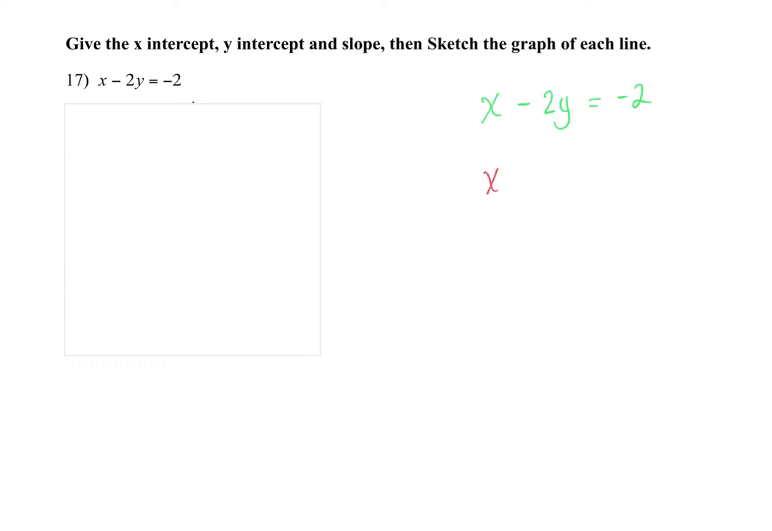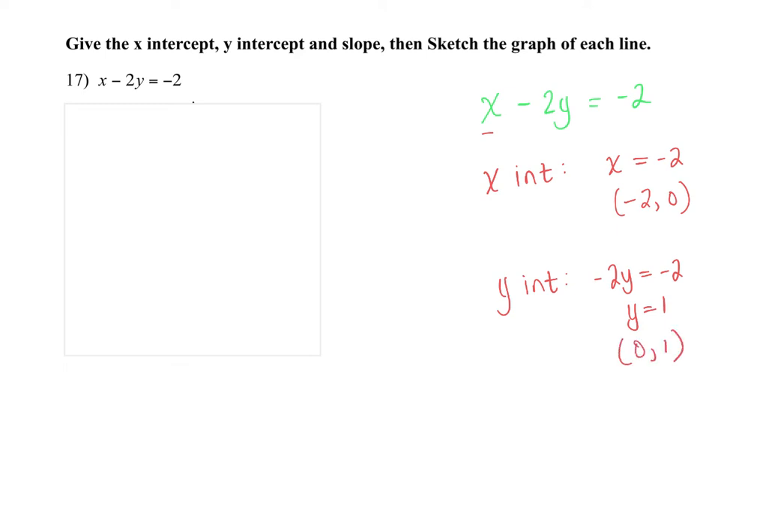So my x-intercept is what happens when I 0 out the y piece of it. If I 0 out the y piece of it, I just get x equals -2. So my x-intercept is going to be -2, 0. My y-intercept is what happens when I 0 out the x. Well, if I 0 out the x piece, I get -2y equals -2. Y equals 1. So my y-intercept is going to be 0, 1.